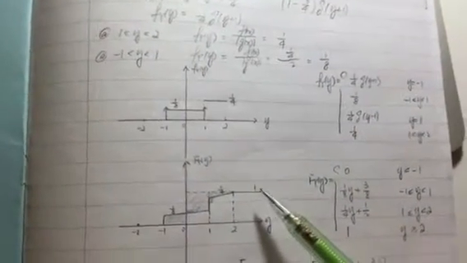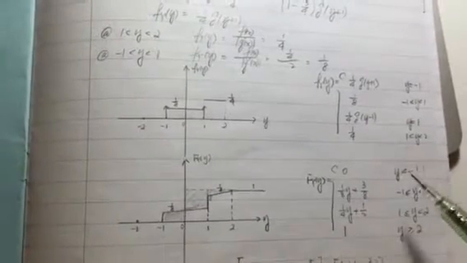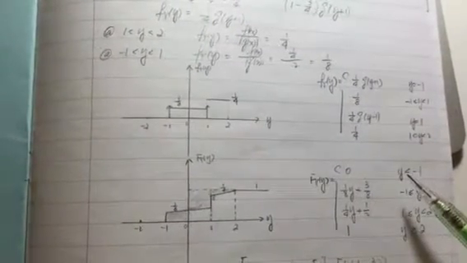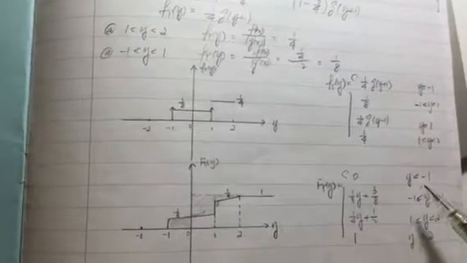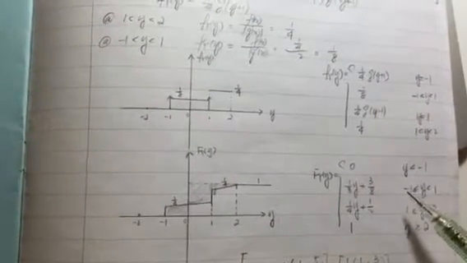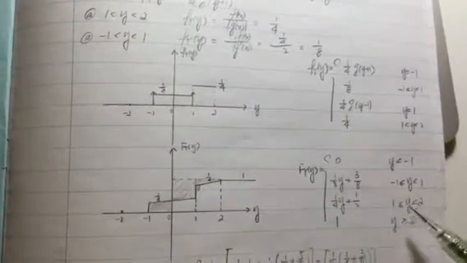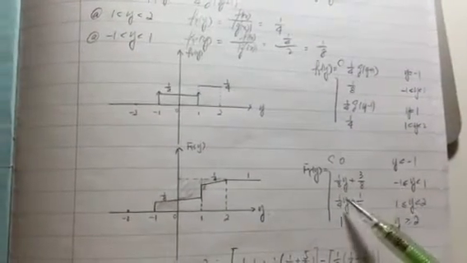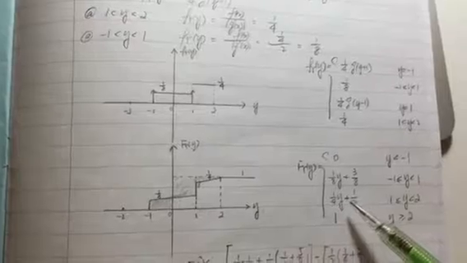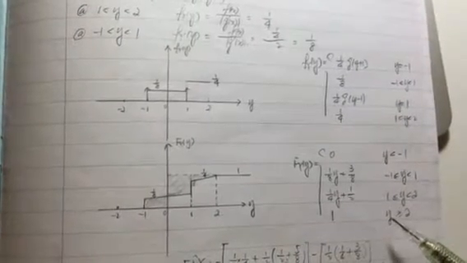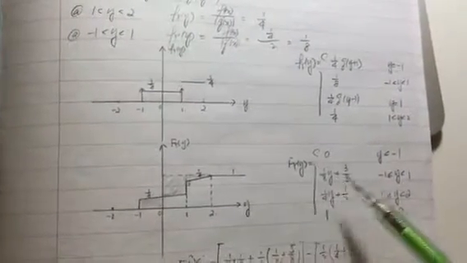So we write this out: when y is less than -1, it's 0. When y is between -1 and 1, it's 1/8 of y plus 3/8. And then from 1 to 2, it's 1/4 of y plus 1/2. And when y is larger than 2, it's just 1.